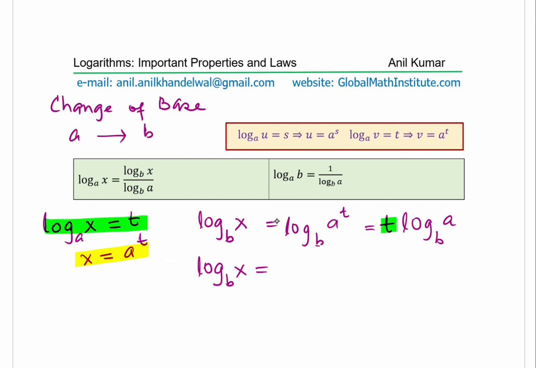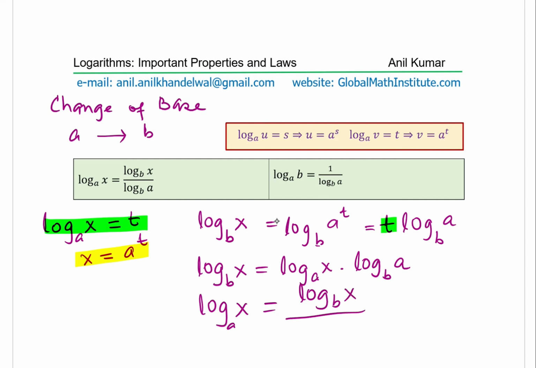And so what we get here is log to the base a of x. And we already have here log to the base b of a. And now you can isolate log to the base a of x. And what do you get? You get the ratio of log to the base b of x divided by log to the base b of a. So that is how we can prove the identity. And that is called change of base formula as shown here. Perfect.